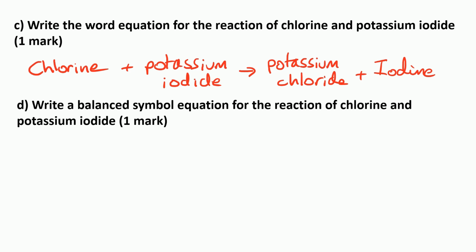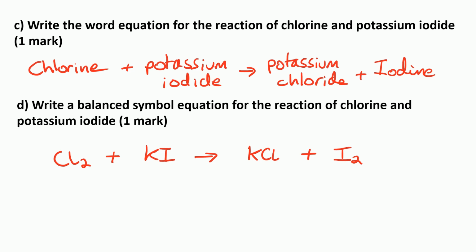Now the balanced symbol equation, you get your first mark for writing the formula. We need to remember that the halogens are diatomic molecules. That means they go round in pairs. So we can see chlorine is Cl2 and iodine is I2. So chlorine is Cl2 plus potassium iodide KI, potassium chloride is KCl, and iodine is I2. So that would get you your first mark on an exam paper.